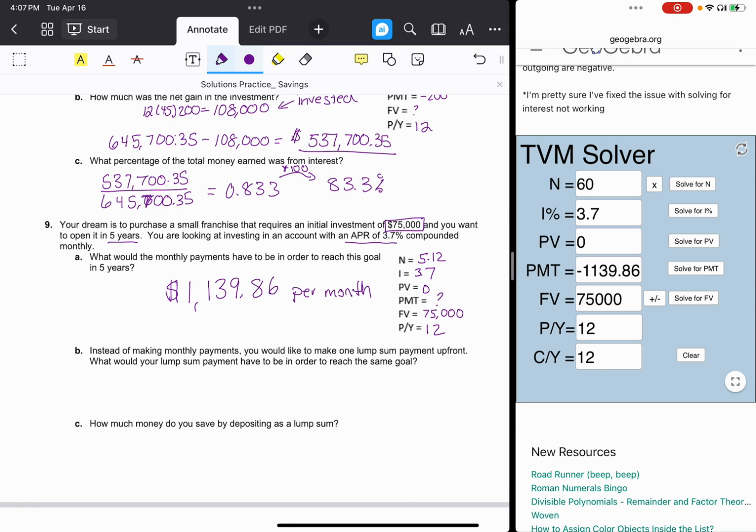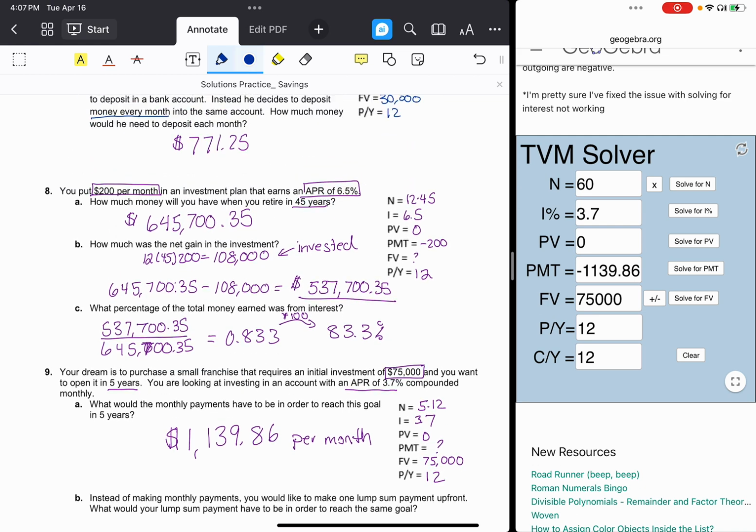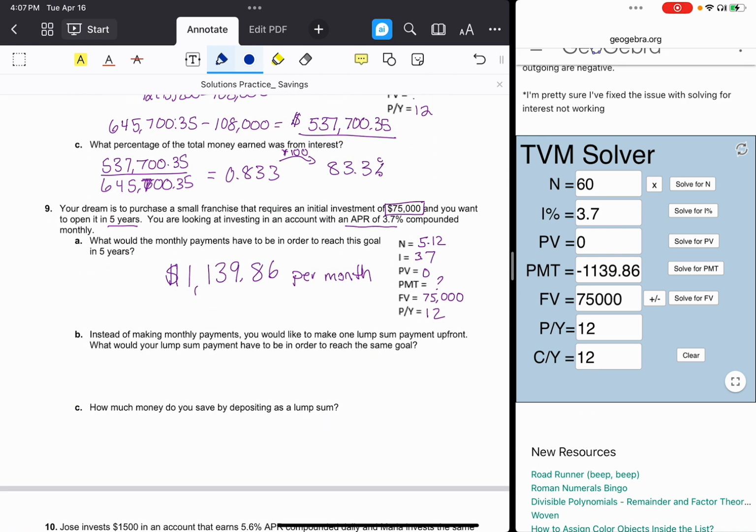Now, instead of making a monthly payment, you'd like to just make one giant lump sum payment upfront. So what would my lump sum payment have to be in order to get that same goal? Basically, we're going to do something similar to what we did about 2 problems ago, up here on number 7.